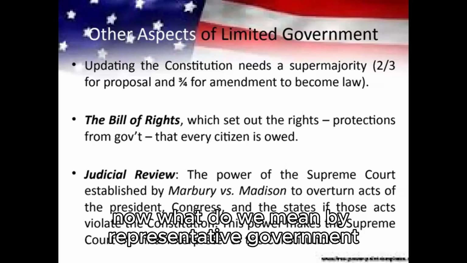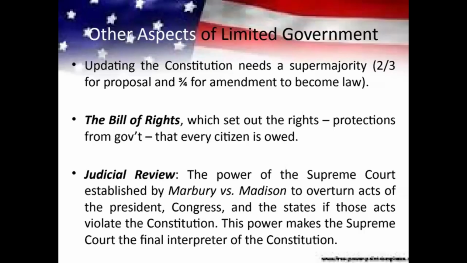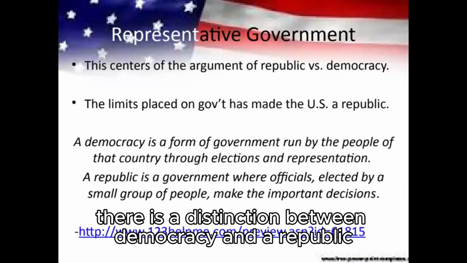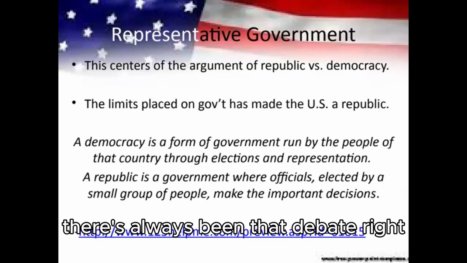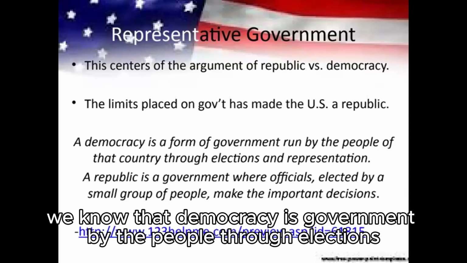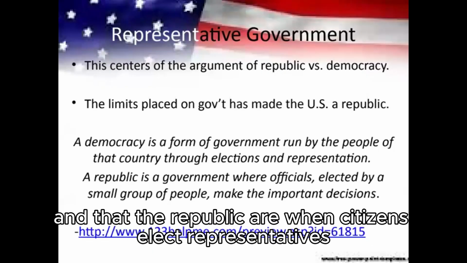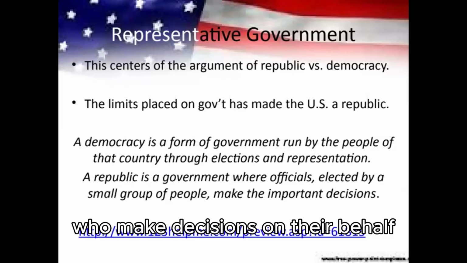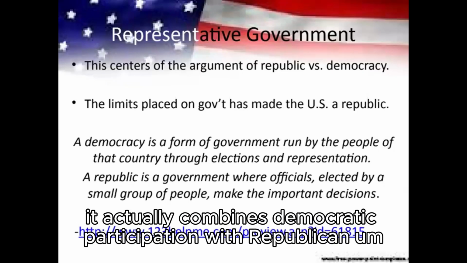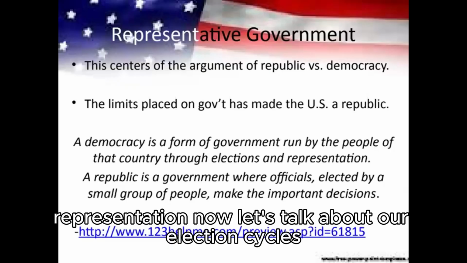Now, what do we mean by representative government? There is a distinction between democracy and a republic. There's always been that debate, right? We know that democracy is government by the people through elections, and that a republic is when citizens elect representatives who make decisions on their behalf. When you look at the United States, it actually combines democratic participation with Republican representation.